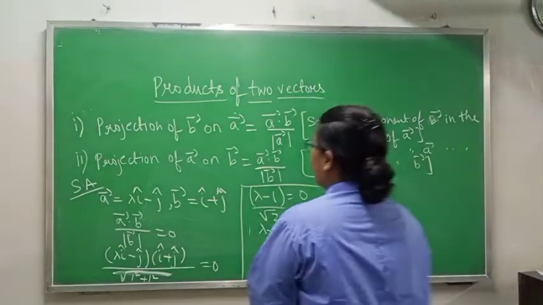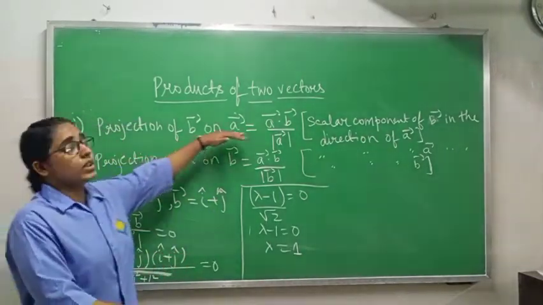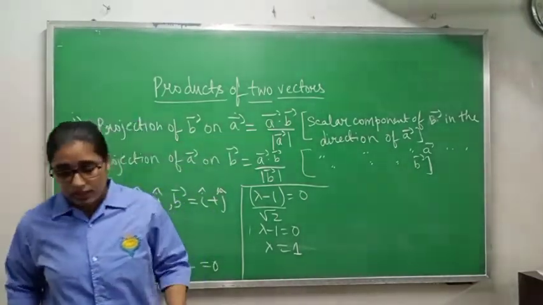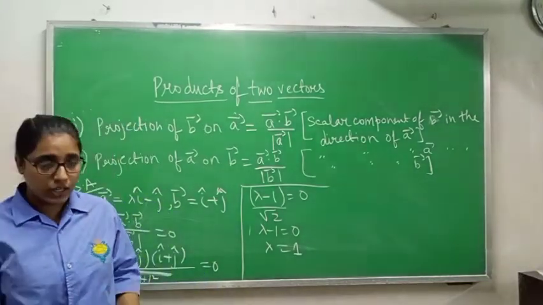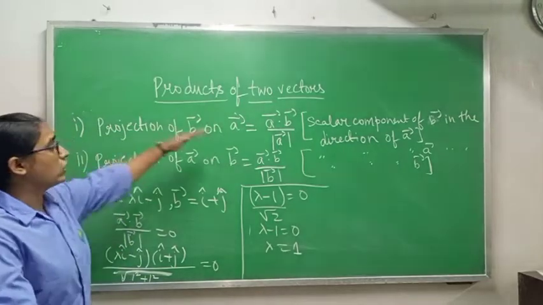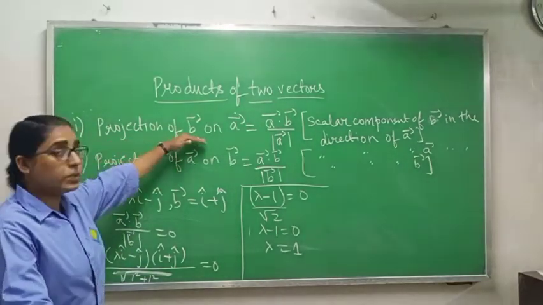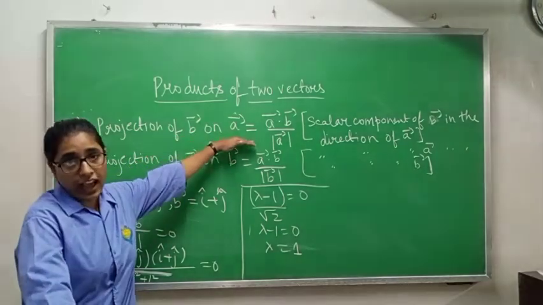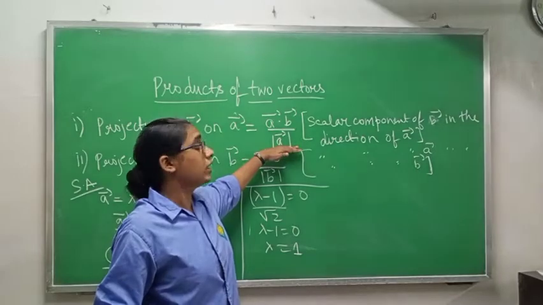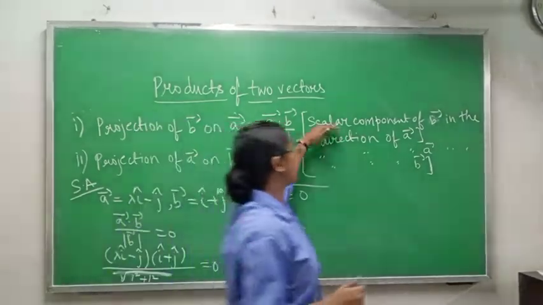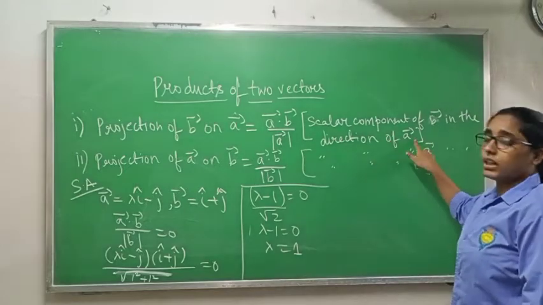Class 12. Now see what is projection of B on A. When in the question they tell you projection of B on A or projection of A on B, then you will use this formula. So see here it is written projection of B on A. At that time you will write A vector dot B vector by mod A. It is also known as a scalar component of B in the direction of A.